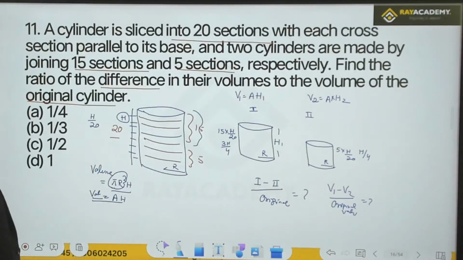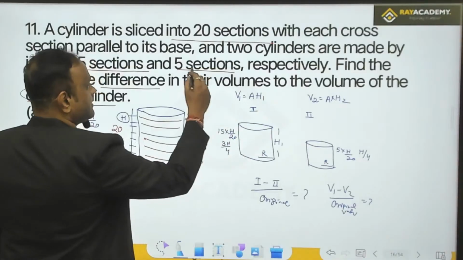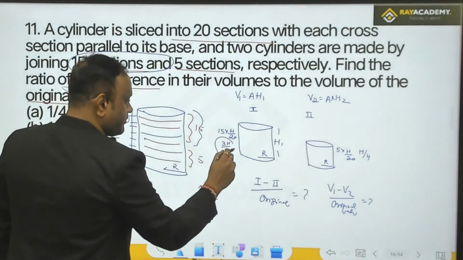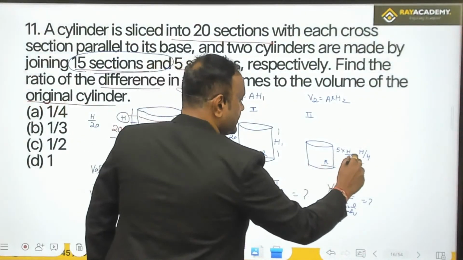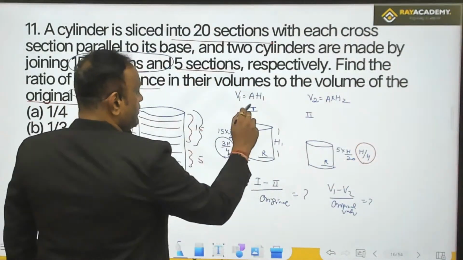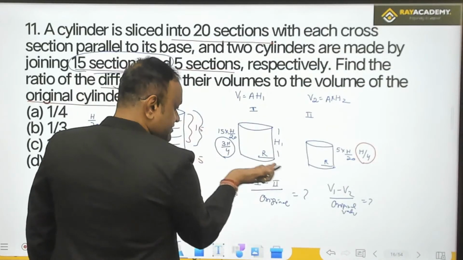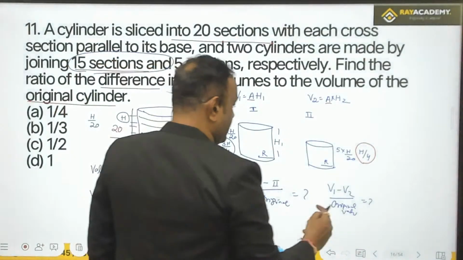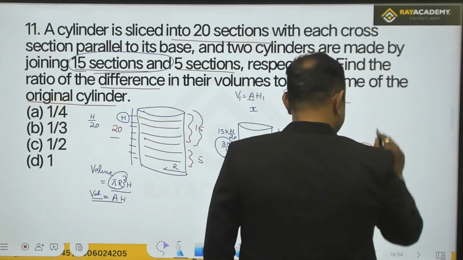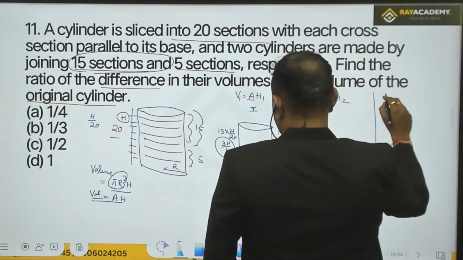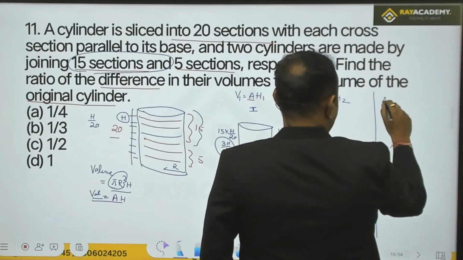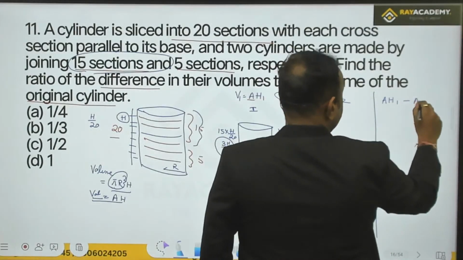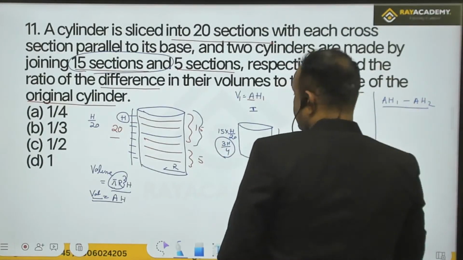Is it clear? So the height of the first cylinder, which has 15 sections, is 3h by 4. Height of the second cylinder is h by 4. The cross section area A is the same for both cylinders. Okay. So what will our formula be? V1 is A h1, minus V2, that is A h2, divided by the original volume.